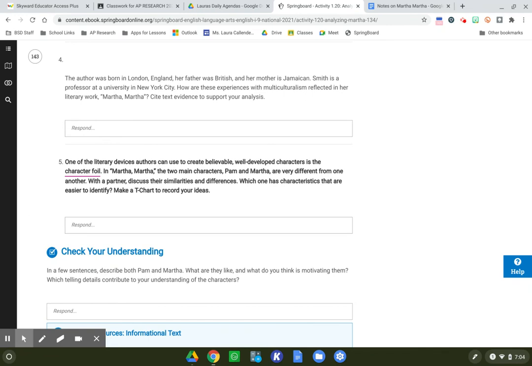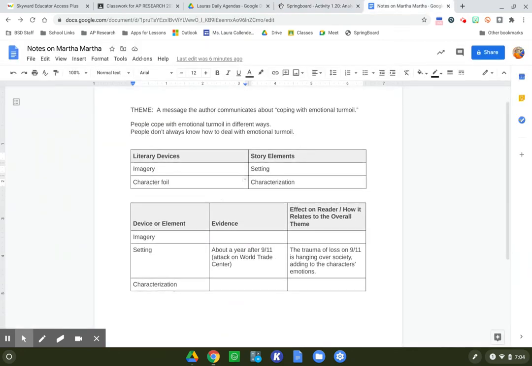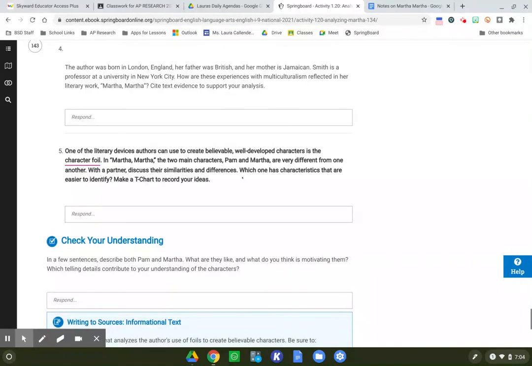So we might make a T-chart, we might not. If you wanted to do that in your notes again, you could have a chart. It's just a 2-column chart, and you could have Pam on one side, Martha on the other, and you can put in the different characteristics about each one. So we will talk about this one later on in the week.